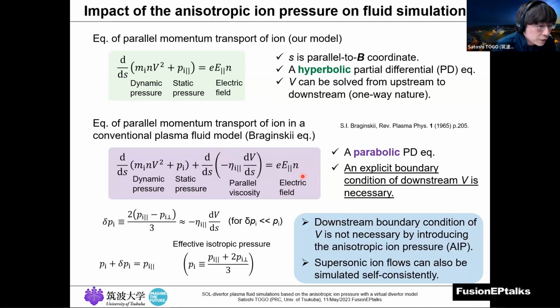On the other hand, without the parallel viscosity term, this equation is classified as a hyperbolic partial differential equation, because such an equation has a so-called one-way nature. The ion flow V can be solved from upstream to downstream. Therefore, by introducing the anisotropic ion pressures, an explicit boundary condition of downstream V is no longer necessary, and supersonic ion flows can also be simulated self-consistently.